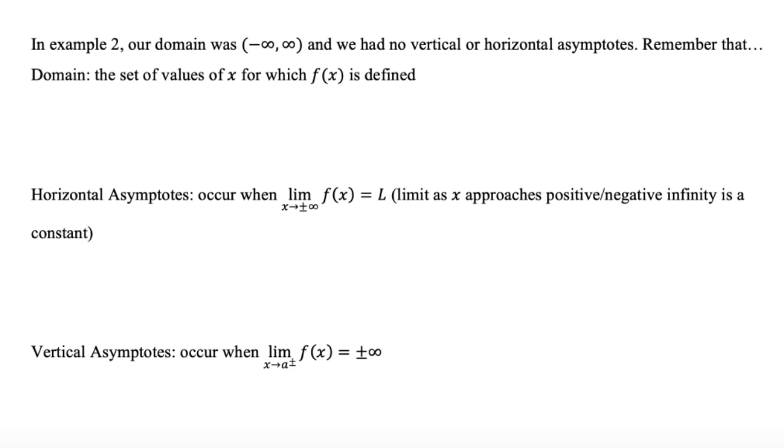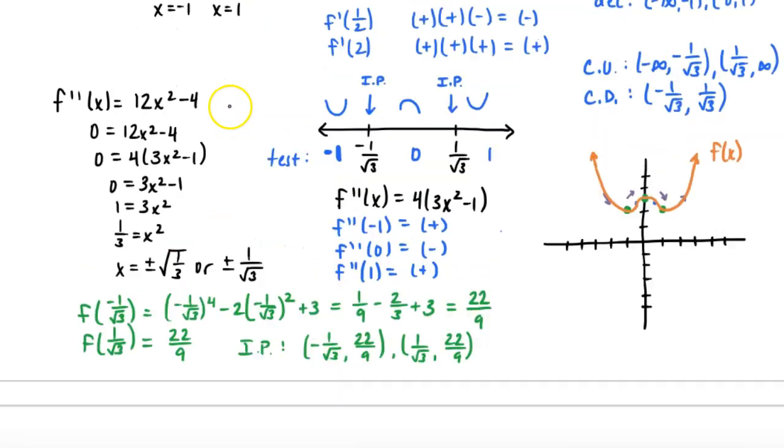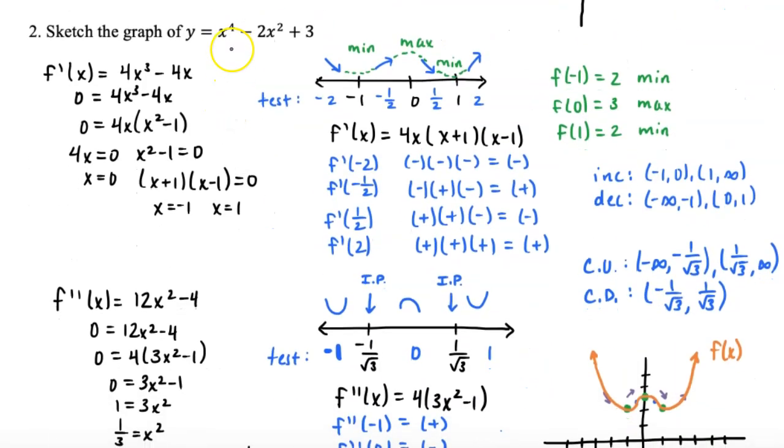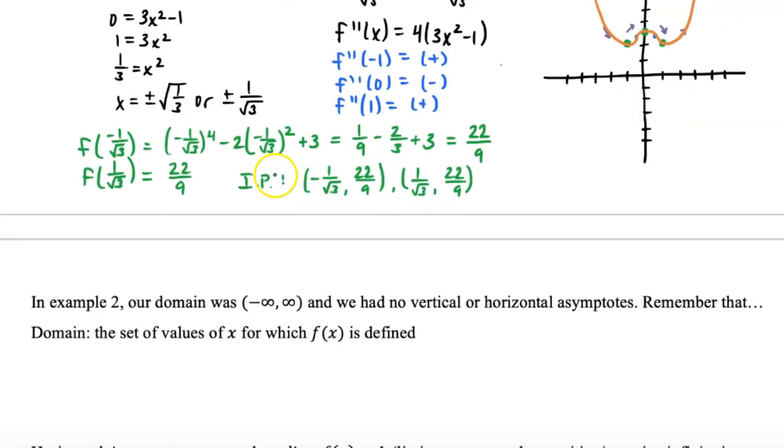So now we're going to move on to applying some of our concepts from previous units, specifically ideas like continuity and asymptotes. So in example 2, in this example above, let's scroll up to this example. Notice how our domain was negative infinity to positive infinity. So there were no x values that I could plug into this function to make it undefined.